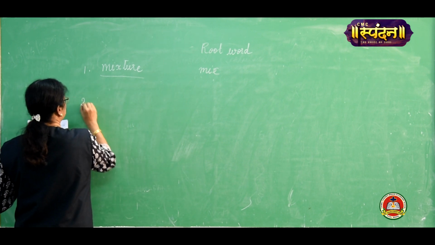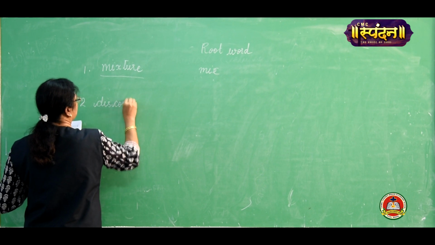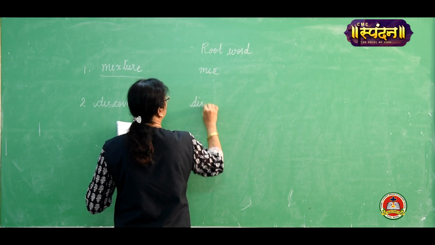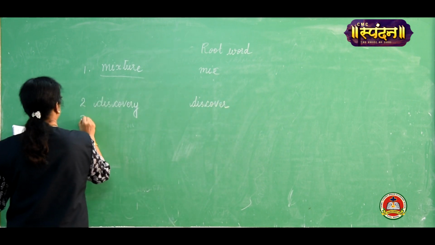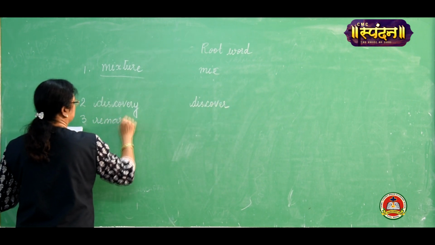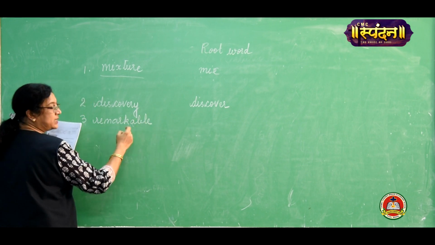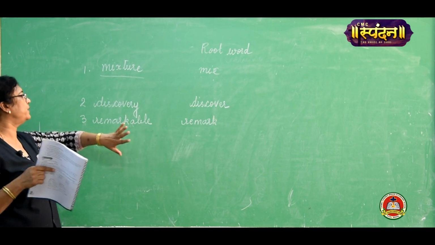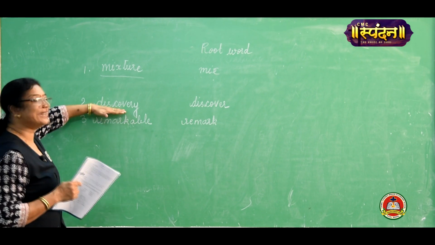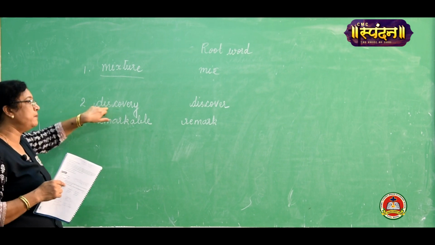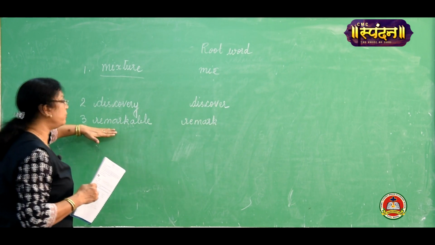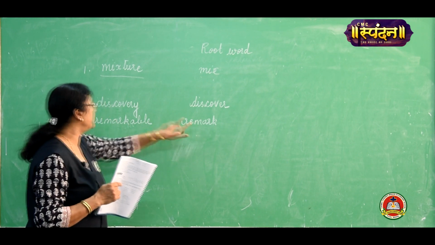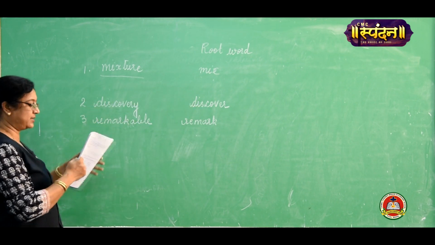The second word is discovery. Discovery, the root word is discover. Third one, remarkable. Now for this, the root word is remark. From there only you get the words. You don't have to find it from anything. From discovery, now don't think that disc is a word. From where this word discovery has come, we will write that word only, that is discover. Now remarkable, the word is here only, you have to write down the root word. From where this word has come, from remark this word has come, from discover this word has come.